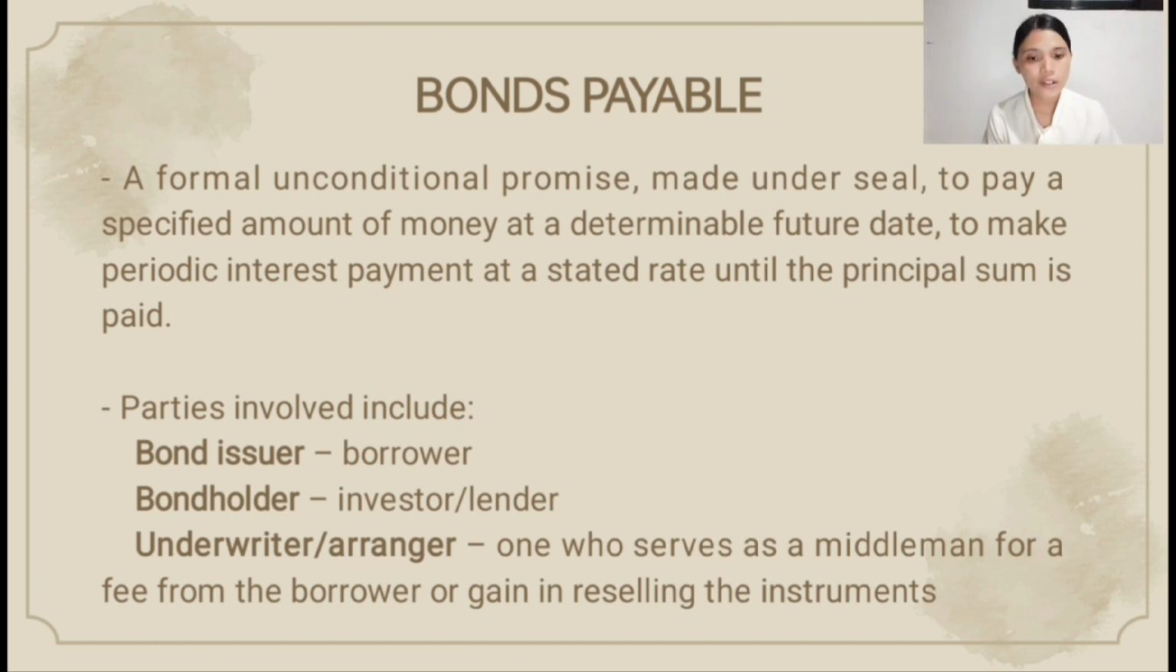So the last is the underwriter or arranger. It is an individual or financial institution that helps facilitate the issuance of securities such as stocks or bonds on behalf of a company or a government entity. In simple terms, the arranger or underwriter is a middleman between the bond issuer and the bondholder, who gets a fee from the borrower or gain on reselling instruments.